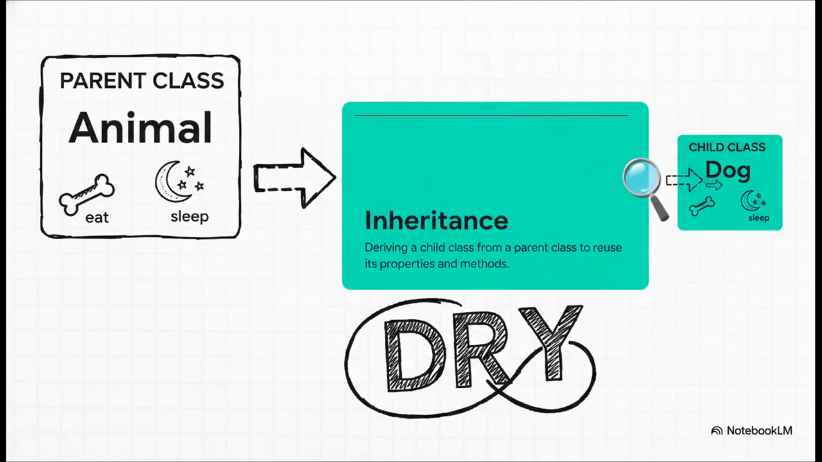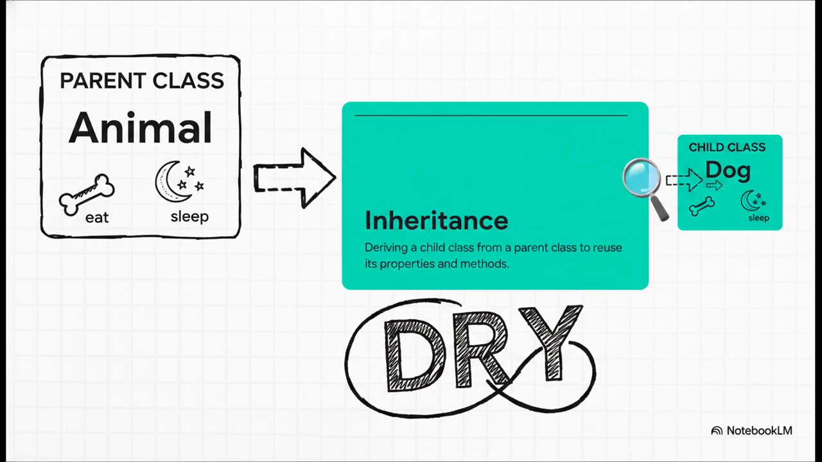Pillar number 3 is inheritance. And honestly, this is the ultimate hack for code reusability. Inheritance lets a brand new child class automatically inherit the properties and methods of an existing parent class. See, you have a general animal class that knows how to eat and sleep. You don't want to rewrite all of that code from scratch when you decide to make a specific dog class.